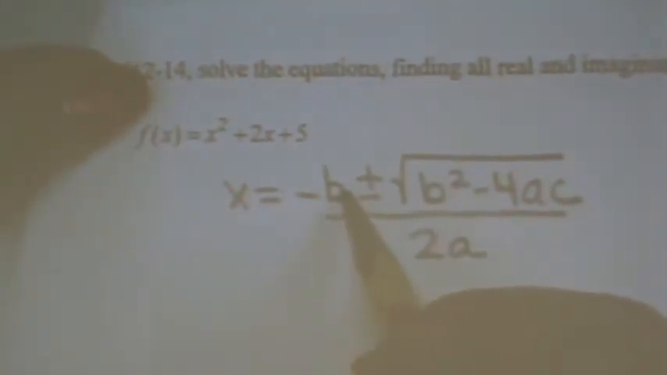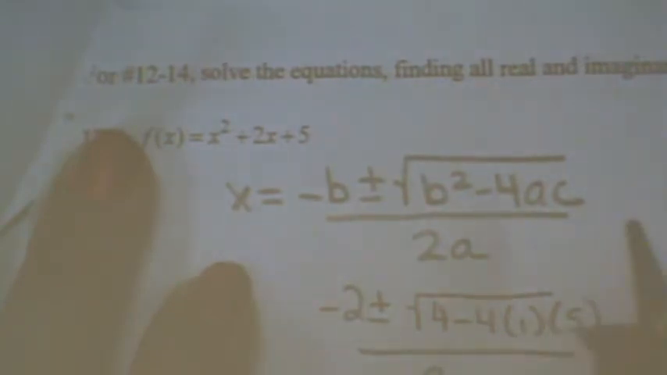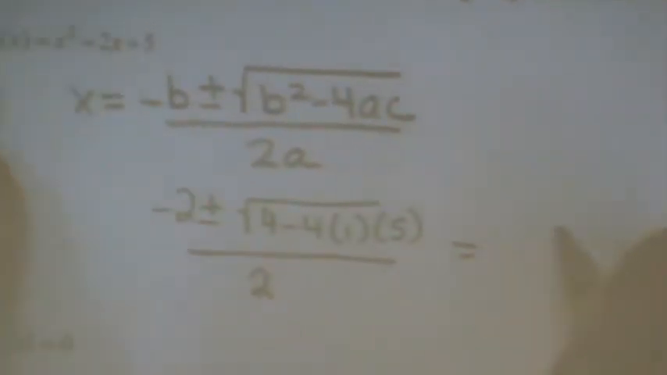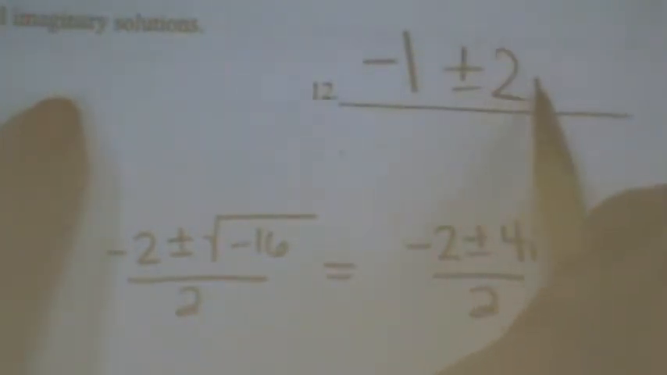Yeah. So what you have here is -2, because B is 2. It's -2 plus or minus the square root of, you're going to have 4 minus 4 times 1 times 5. 2 times 1 is 2. And then what you have here is -2 plus or minus. This is going to be -16 when you do everything. And the square root of -16 is 4i. And now simplify it. These cancel, so you have -1 plus or minus 2i. These are imaginary zeros.